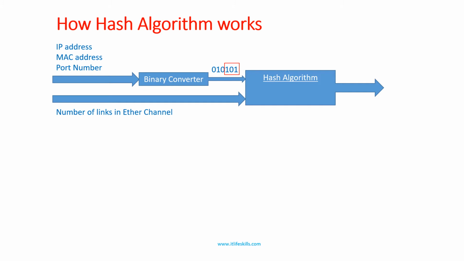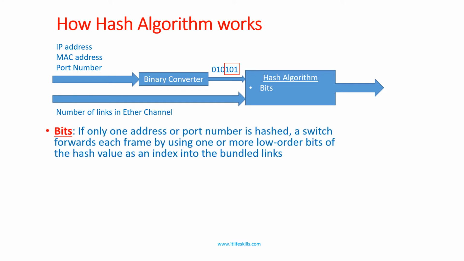And based on the load balancing method that we configure on the switch, it will perform the bit operation. The bit operation is performed if only one address or port number is hashed. The switch will forward the frame using 1 or more low order bits of the hash value as an index into the bundle links.